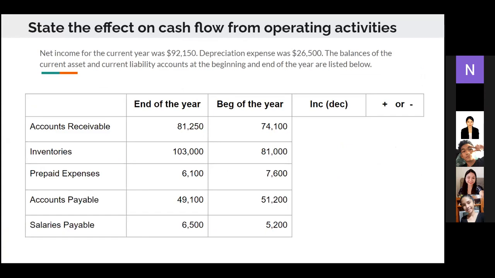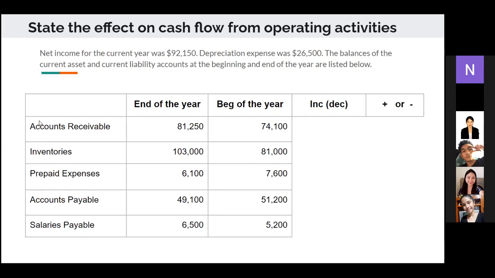Ito naman, indirect method to. State the effect on cash flow from operating activities. So sasabihin natin kung ilan yung naging increase and decrease niya. Tapos sabihin natin kung add or deduct siya. Sabi niya, net income for the current year was 92,150 and yung depreciation expense is 26,500.